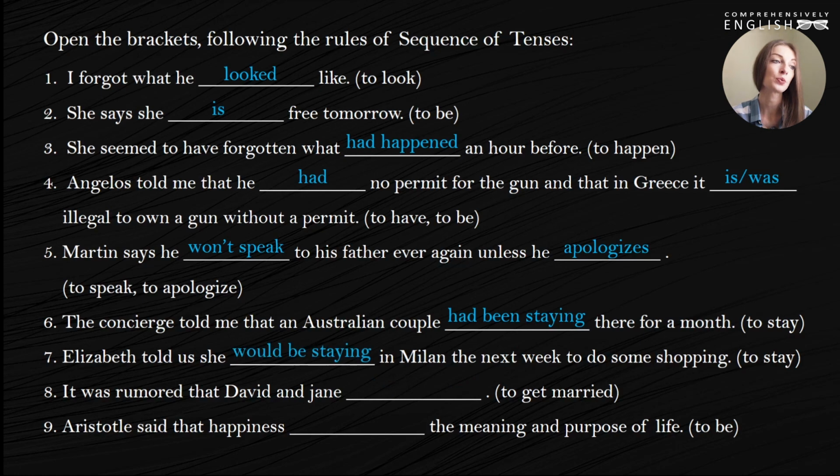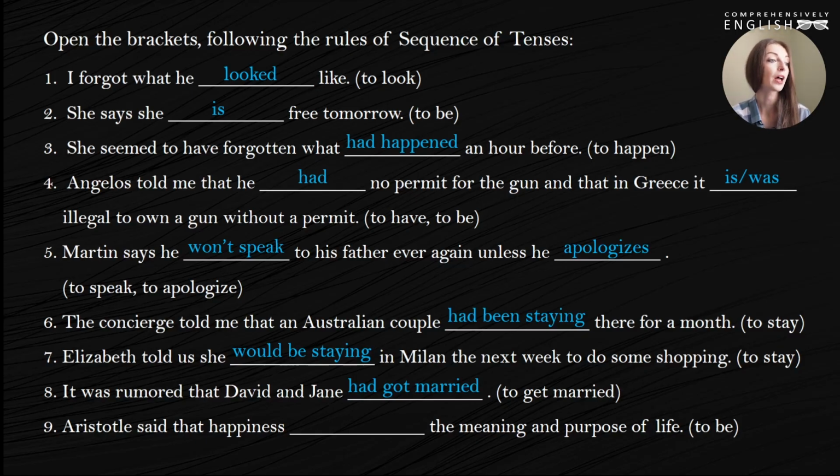Elizabeth told us she would be staying in Milan the next week to do some shopping. She told us she would. Future in the past is used because we want to sequence the tenses. Why do we want to do that? Because the verb in the main clause, Elizabeth told, is in the past. It was rumored that David and Jane had got married. The action in the subordinate clause preceded the action in the main clause, which is already in the past.